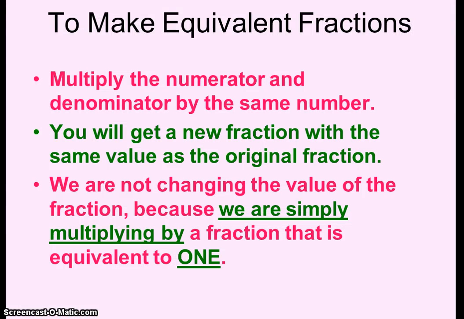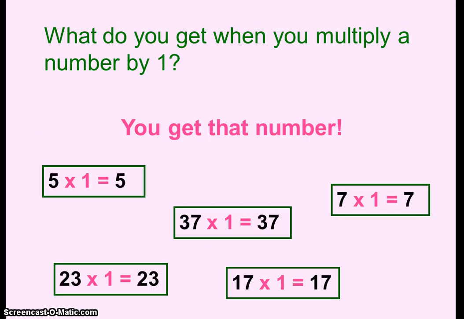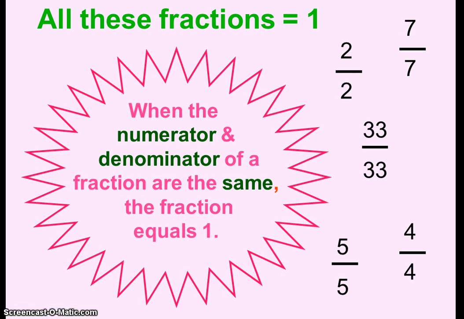And we're not going to change the value of the fraction, okay? We're simply multiplying by 1, a fraction that is equivalent to 1. And I'll explain a little bit about that. So whenever you multiply a number by 1, what do you get? Well, you get that exact same number. 5 times 1 is 5. 37 times 1 is 37. A million times 1 is a million. It doesn't change, right? All of these are fractions, okay, on this page.